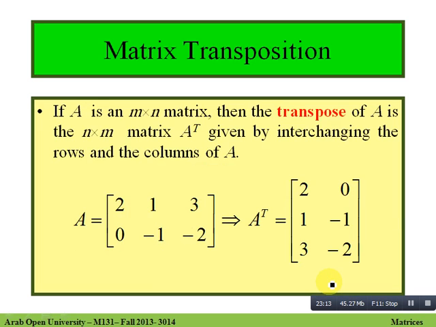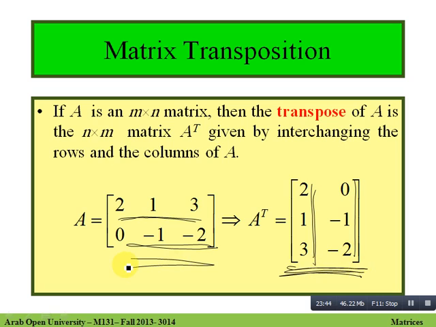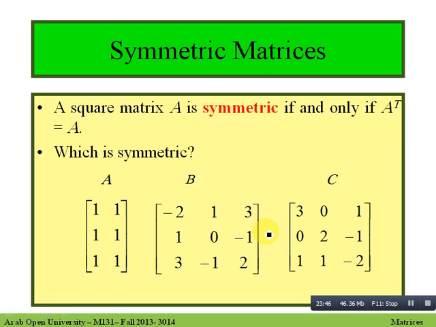Moving ahead, the transposition of a matrix is when the rows are converted into columns, or the columns of the matrix are converted into rows. For example, over here there are two rows. These two rows are converted into columns. The first row is converted into the first column, 2 1 3. The second row, 0 minus 1 minus 2, becomes the second column. Then this is called the transposition of A, and we write this as A power T.